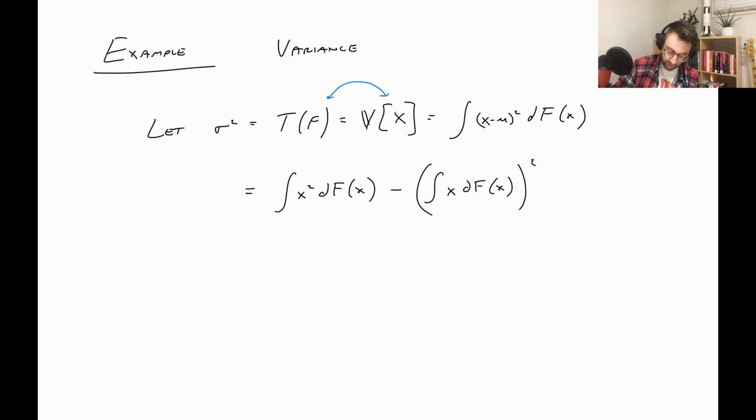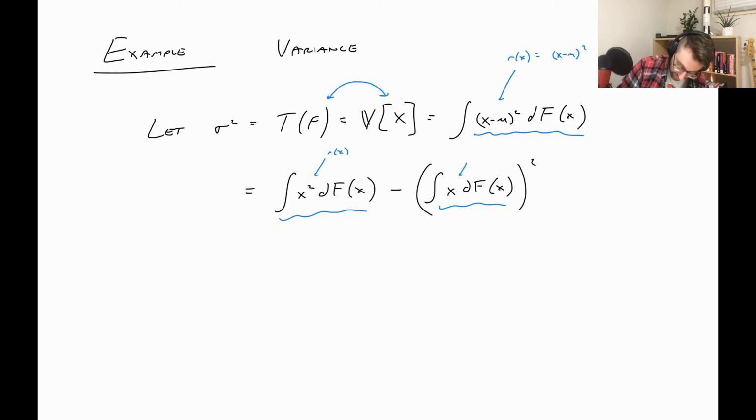But so this is now a linear functional where r of x is x minus mu squared. Except what I'm going to do is split up that integral before I do that. So what we actually have is sort of two functionals now, where I can say this is r of x, and this is another r of x here. So this is just the mean here, because that's how this works.